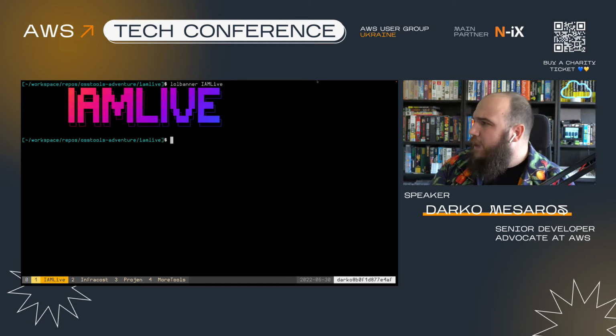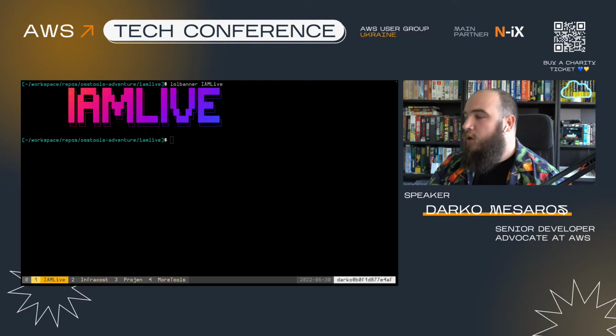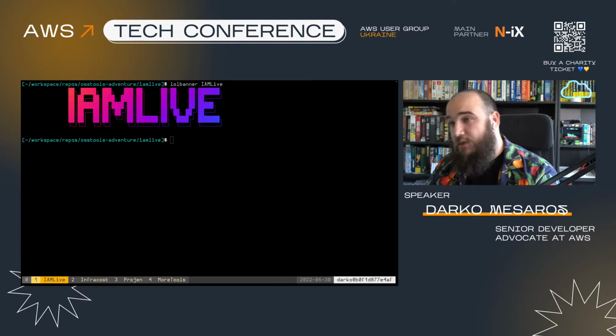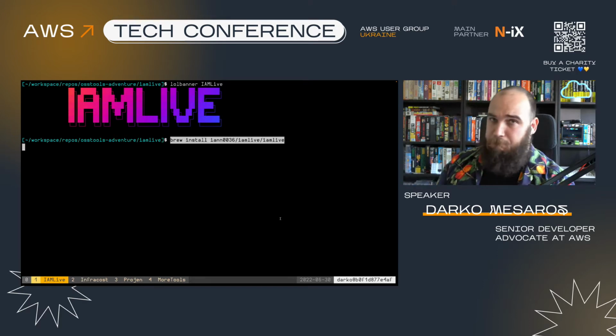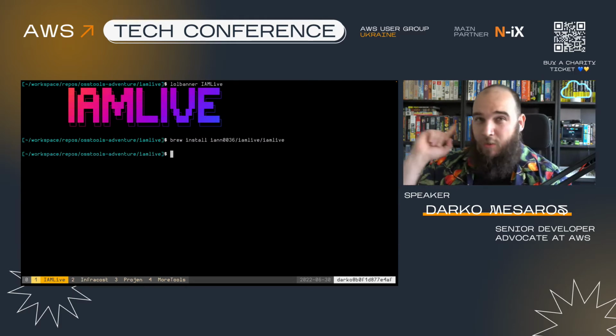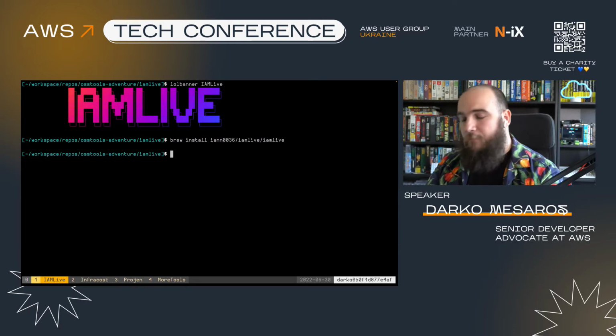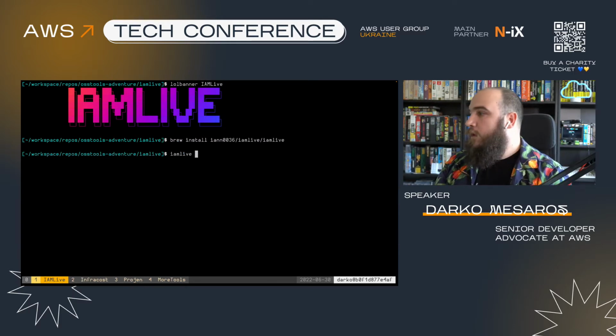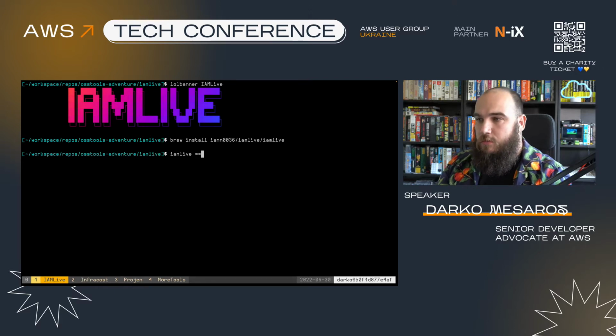How do you do that? How do you go about IAM Live? Well, you install it with brew. So if you're using macOS, there's a brew command you can do. Simple as that. I have it already installed. How does this work? Simple. IAM Live and dash set any.